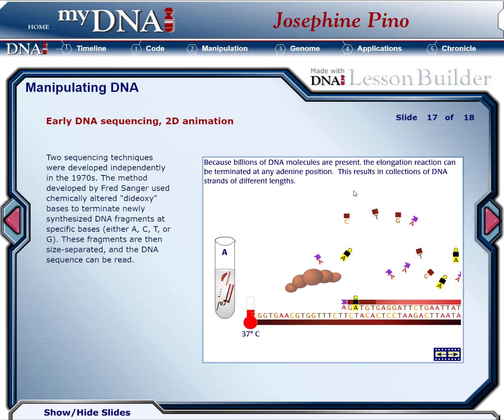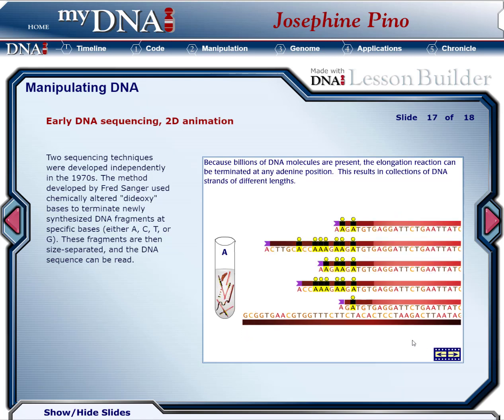Because billions of DNA molecules are present, the elongation reaction can be terminated at any adenine position. Okay. This results in collections of DNA strands of different lengths. The same is true for the other three terminator reactions.